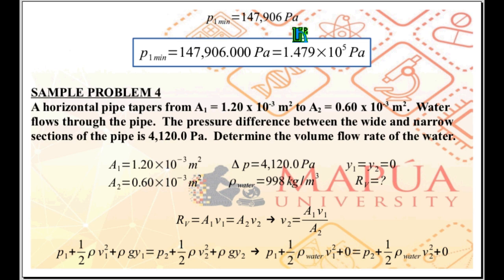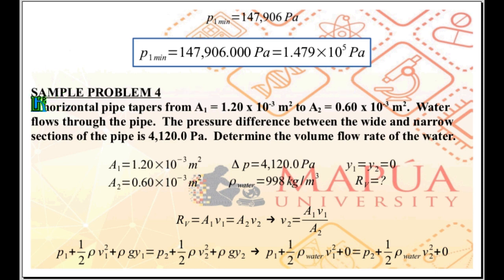Thus, P1 minimum is equal to 147,906.000 pascals, or 1.479 times 10 to the 5th power pascals.